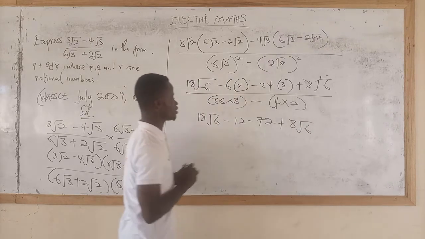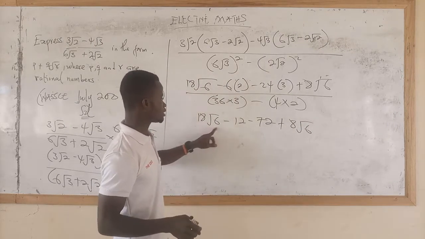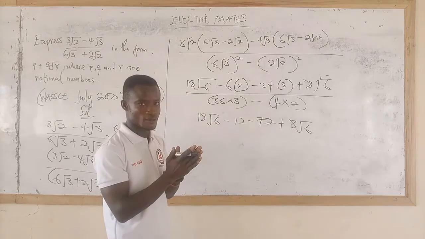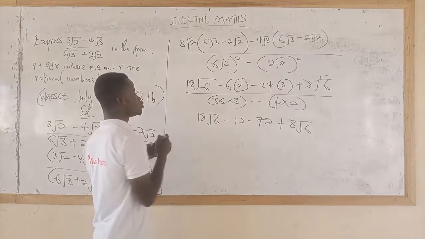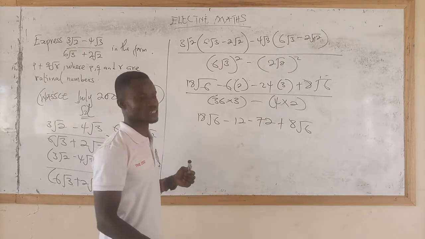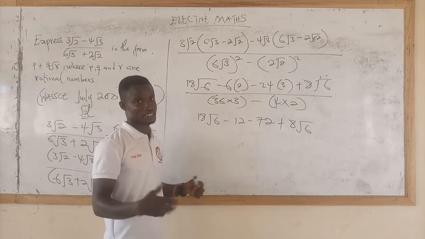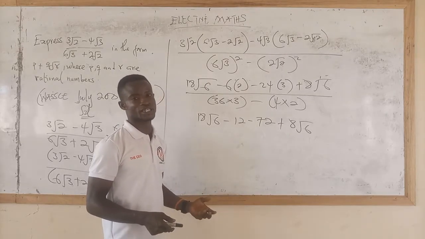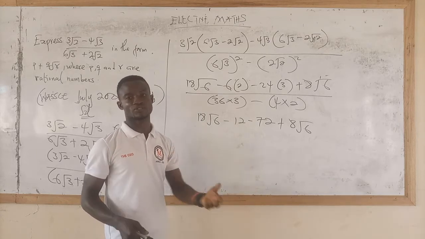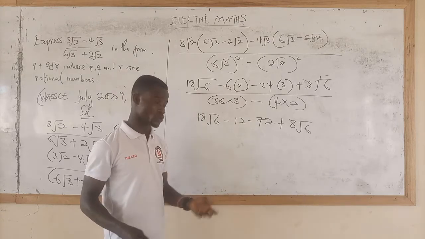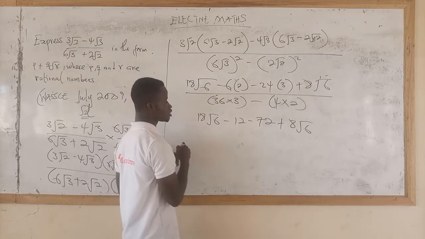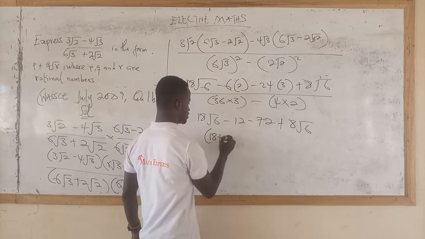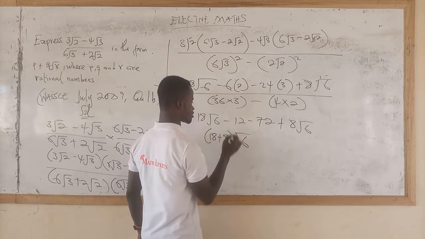Square root of 6. So now we can simplify something here. This and this. Since the insides are the same, we can add the outsides. It's like 2s plus 3s. You can say 5s. So if you have 2 square root of 6 plus 3 square root of 6, you can say 5 square root of 6. So this is going to give you 18 plus 8 square root of 6.